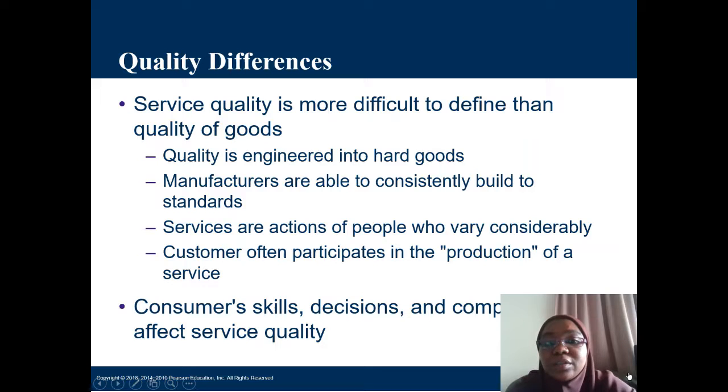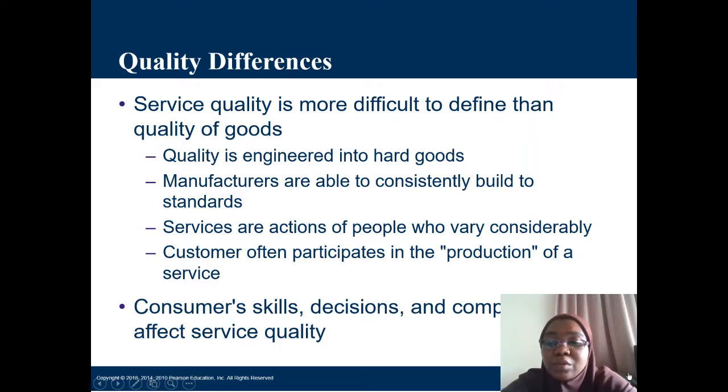Quality is engineered into goods. Manufacturers are able to consistently build standards when it comes to quality. Meanwhile, services are actions of people who vary considerably. Because of this, there is a high level of difficulty, to some extent, when it comes to differentiating service quality, because customers often participate in the production of a service. Customers are part of service rendering.